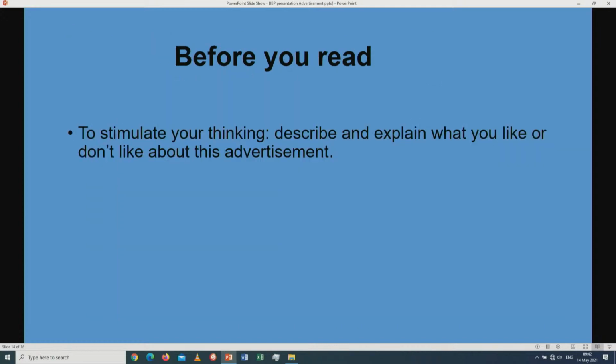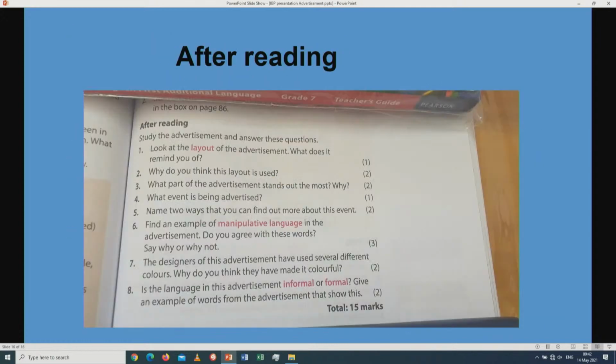The last question. Is the language in this advertisement informal or formal? Give an example of words from the advertisement that show this. Then it means you have to go to the advertisement and look at those words and you write them down.